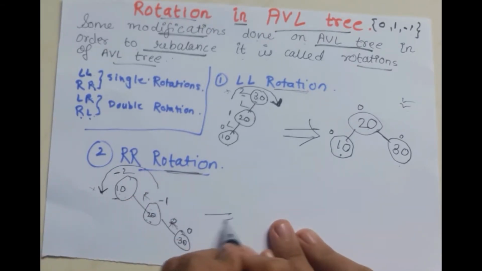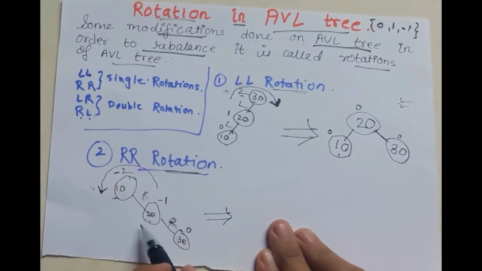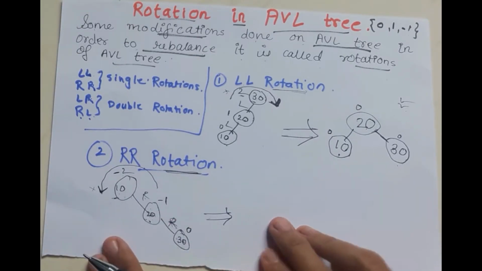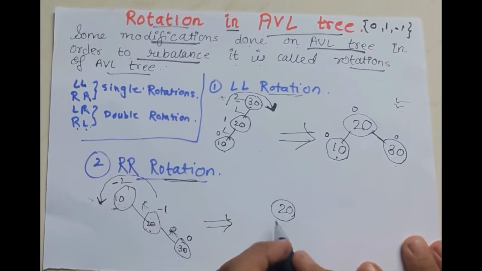Okay. And after rotation, what we'll get? We'll get 20 as the root. 10 will be pulled. It will be to the left of 20. Like it will be left subtree for 20 and 30 will be the right subtree for 20. Okay, like this. 20 will be the root, 10 will be to the left of 20 and 30 will be to the right of 20.